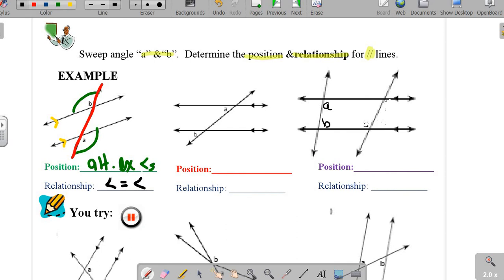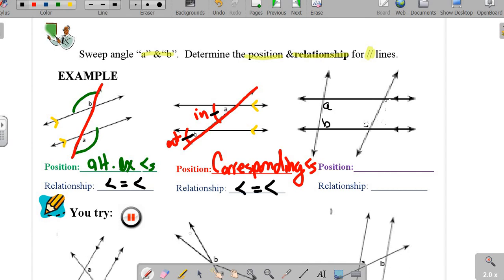Ready? Let's try another one. There's your transversal, your stir stick. And they are parallel. Look at the arrow feathers. And we have an angle, one's in, one's out. That would be corresponding angles. And what is their relationship when lines are parallel? They are of equal measure. Angle equals angle.